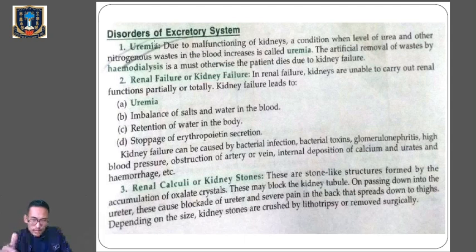Next one is renal calculi or kidney stones, which are mainly formed by the accumulation of oxalate crystals. Okay, and this will block the kidney tubules, and whenever these stones pass down from the tubules to the ureter, this will cause blockage of the urine flow in the ureters, and it will lead to enormous pain in the back that will spread from the back to the thigh area also. And depending on the size of the stones, we have to go through different processes like surgery, where we remove these kidney stones, or we can go through lithotripsy, where you can remove the kidney stones.